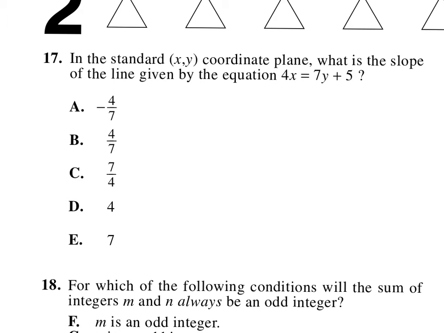Alright, so finding the slope of the line, you want to get it into slope-intercept form, which is y equals mx plus b. So basically that means you want to take this equation and get y by itself. So you need to move over the 5 and then divide by 7. And then whatever's in front of your x is what will be equal to your slope.